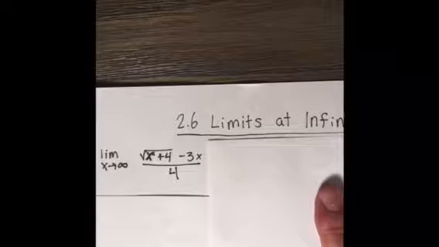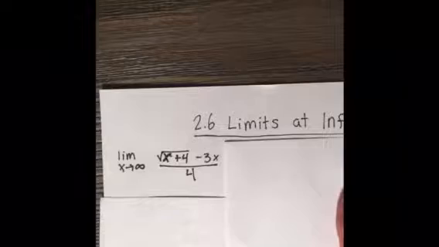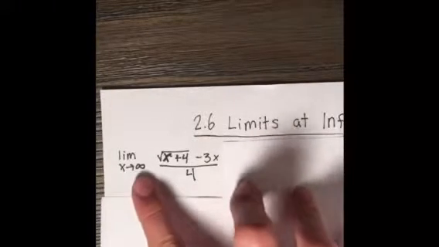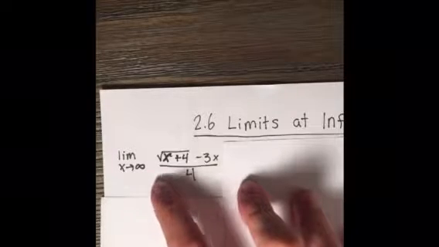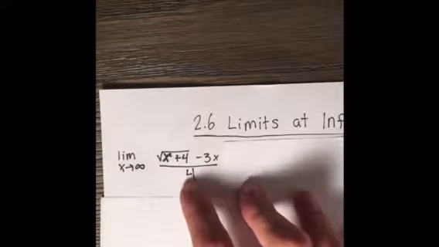We are going to be looking at chapter 2.6, limits at infinity. So we are going to be evaluating this problem when x approaches infinity. That is the square root of x squared plus 4, minus 3x, over 4.